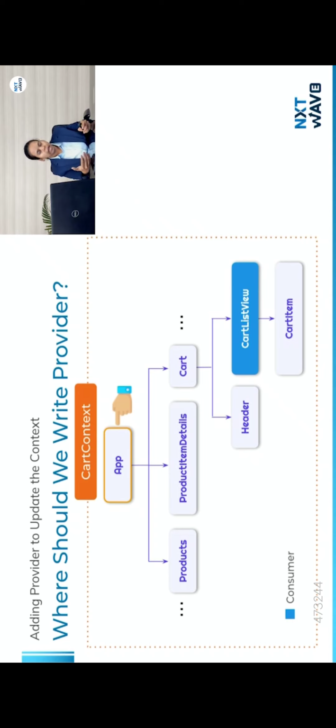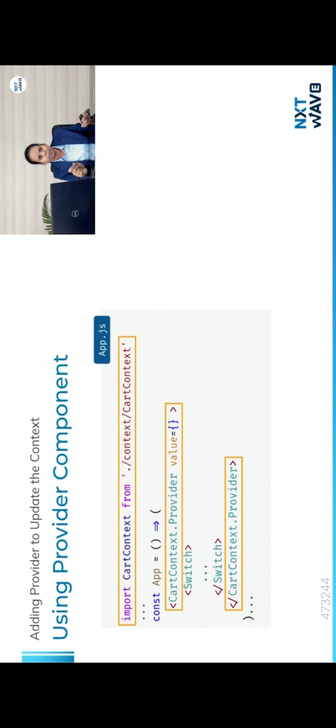So the provider component that we write should be placed in such a way that it encloses product item details and also the cart list view. It has to enclose both of them, okay? So where do we have to write it? Simple, right? Obviously, the app component, you can see that. The app component is the only component that encloses both product item details and the cart list view. That's the reason we are going to write the provider component at the app component. Okay, clear? So let's do that.